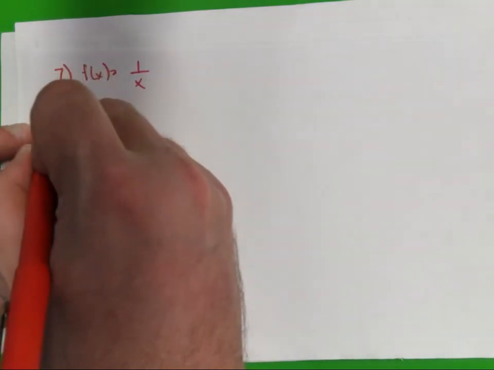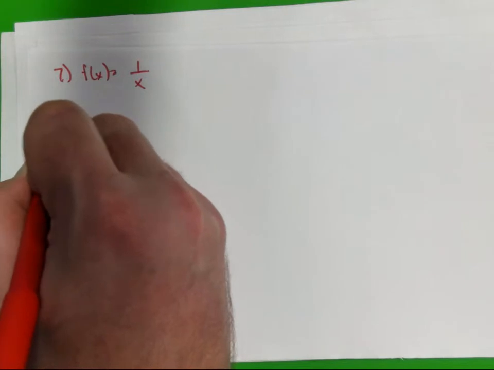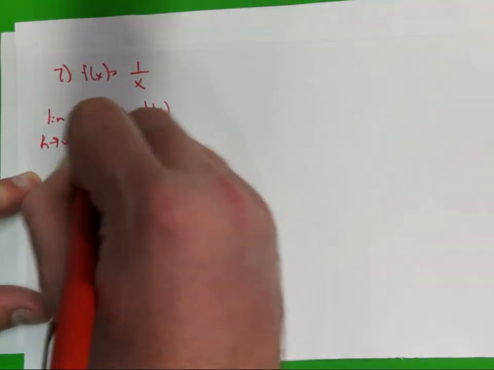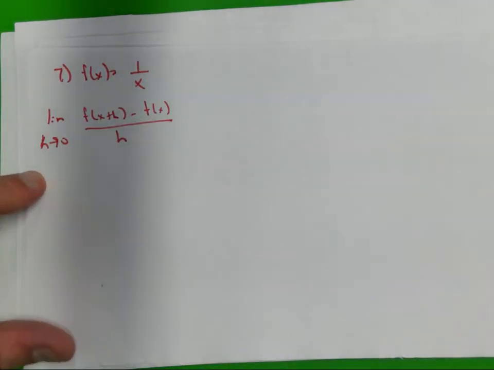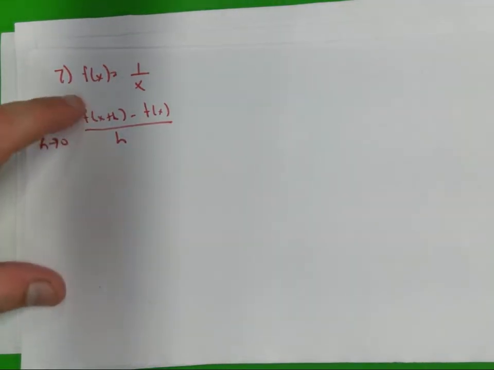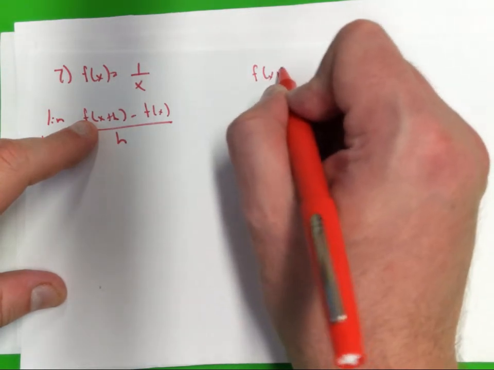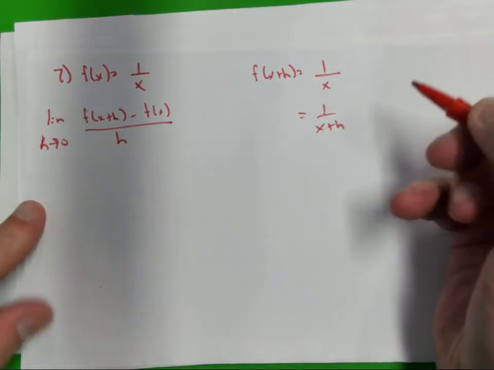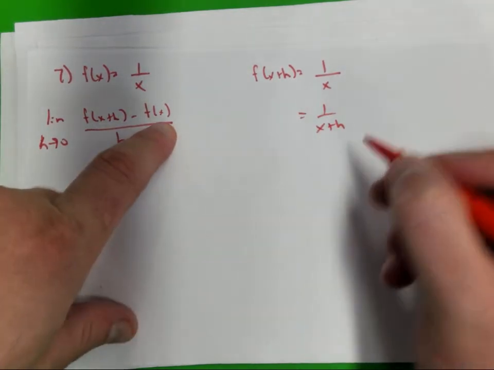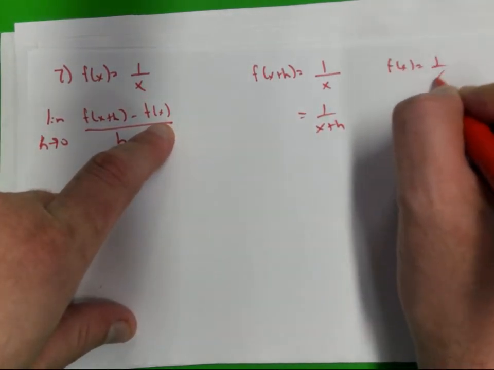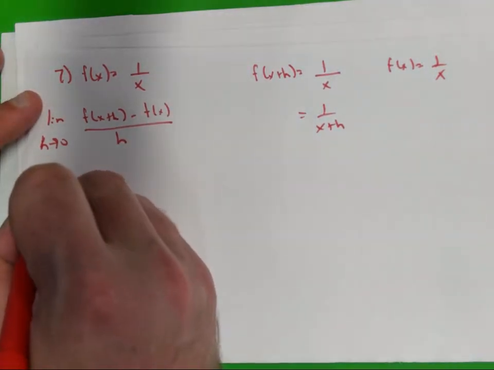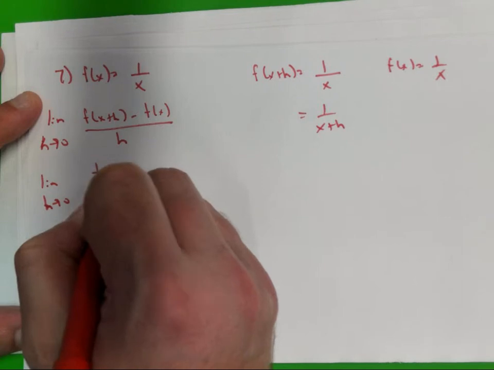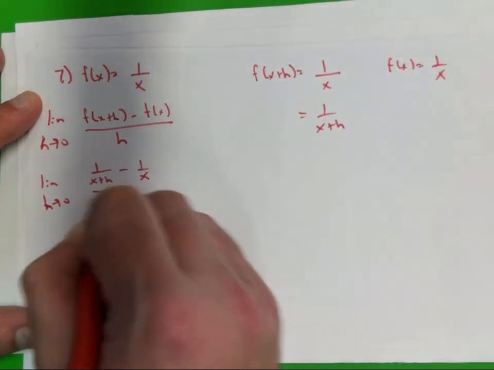I want to find the derivative of this, the limit as h approaches 0 of f of x plus h minus f of x all over h. Okay, I'm going to find this first part. f of x equals 1 over x, so f of x plus h would just be 1 over x plus h. And f of x would just be 1 over x. So now I'm going to plug that in. The limit as h approaches 0 of 1 over x plus h minus 1 over x all over h.